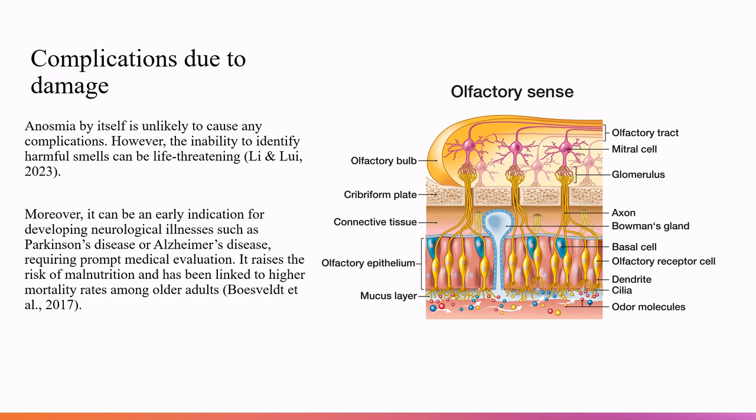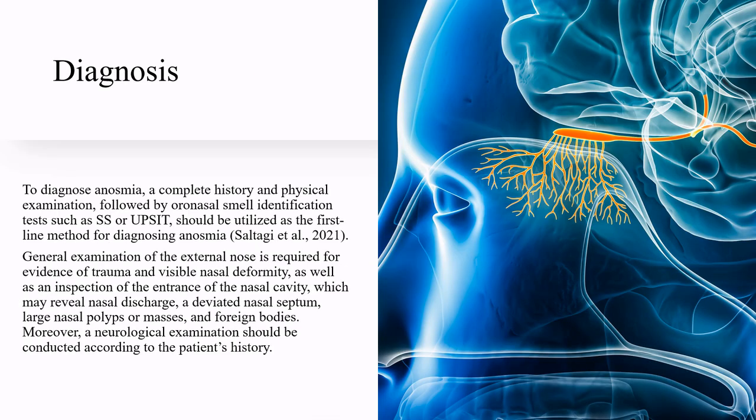Moreover, it can be an early indication for developing neurological illnesses such as Parkinson's disease or Alzheimer's disease, requiring prompt medical evaluation. It raises the risk of malnutrition and has been linked to higher mortality rates among older adults. To diagnose anosmia, a complete history and physical examination, followed by oronasal smell identification tests such as SS or UPSIT, should be utilized as the first-line method for diagnosing anosmia.